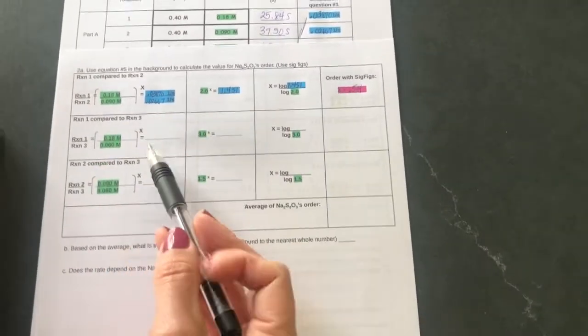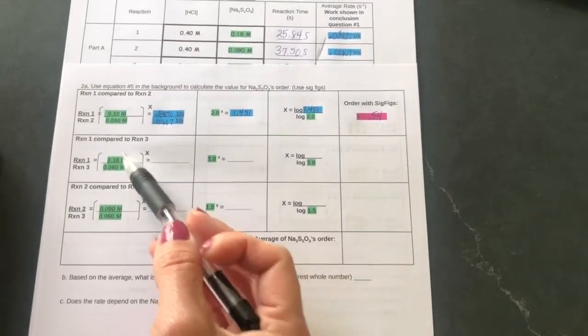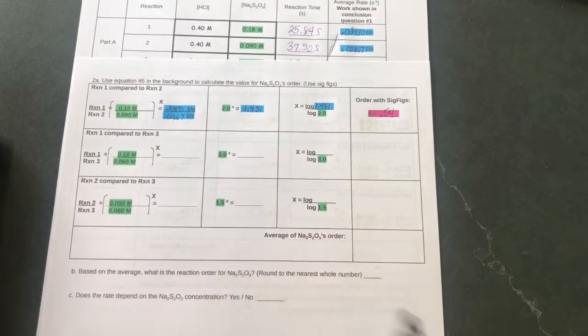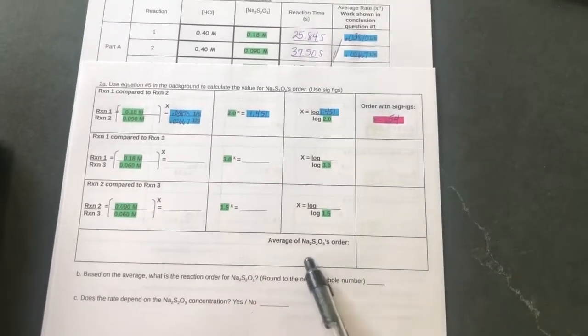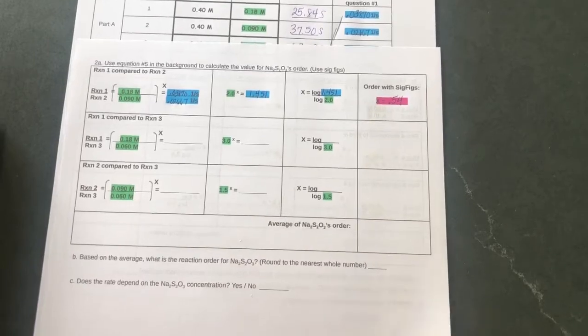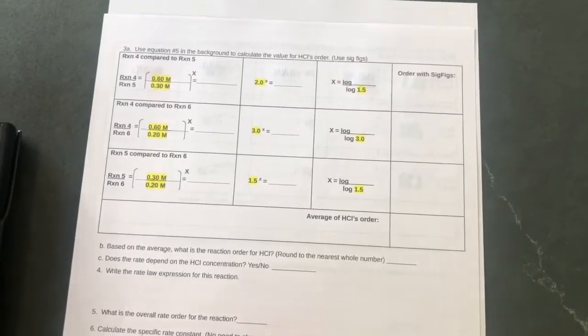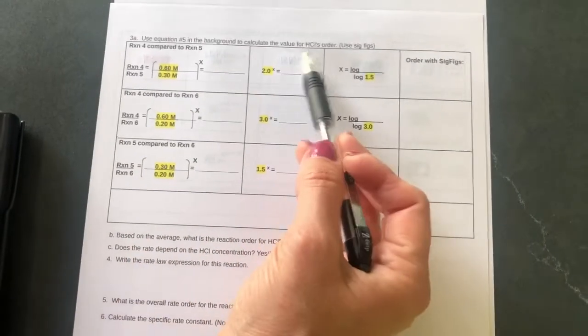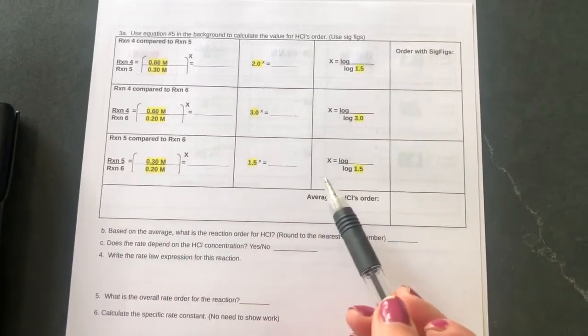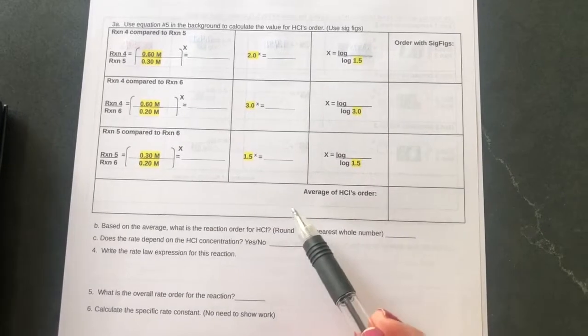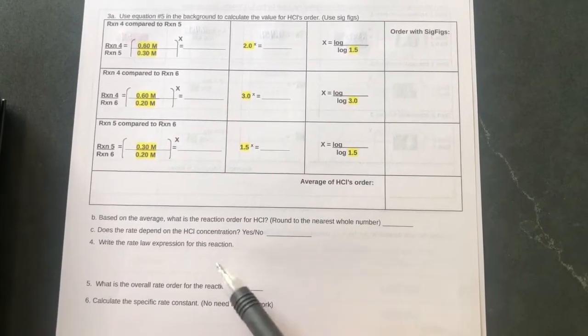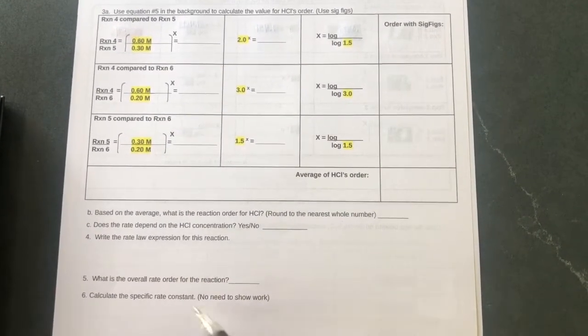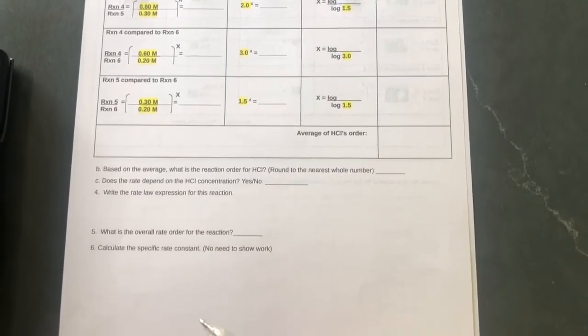You're going to proceed with the same process and do this for the next 2 boxes and figure out the average order for sodium thiosulfate. And then you're going to do for reaction 4, 5, and 6, when you are changing or manipulating hydrochloric acid's concentration, you're going to figure out what those average orders are, be able to write a rate law expression, and then also calculate your specific rate constant.